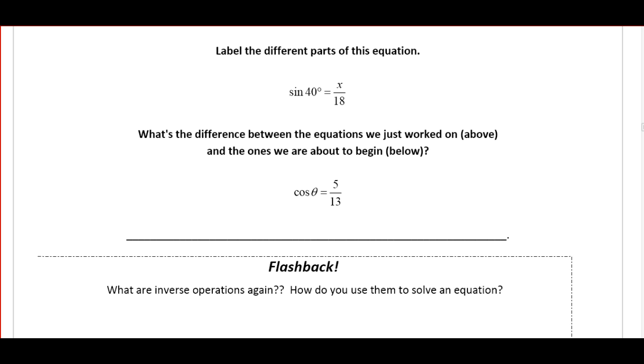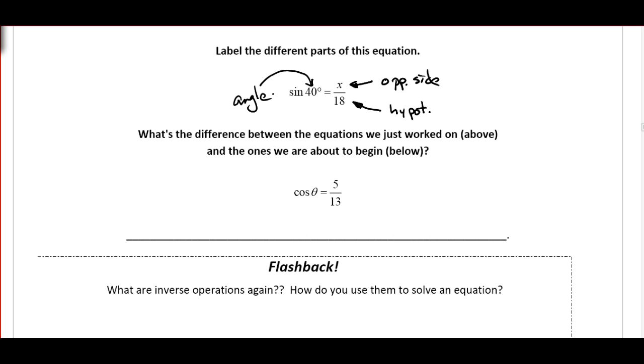So first let's take a look at a trig equation here. We've got sine of 40 degrees is equal to x over 18. And we want to label the different parts of this. So the x over here, this would be the opposite side in our triangle. And the 18, SOHCAHTOA, that would be our hypotenuse in our triangle. And then of course that 40 degrees over there, that would be the angle in the triangle.